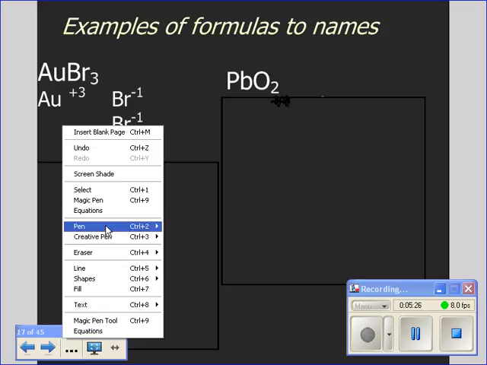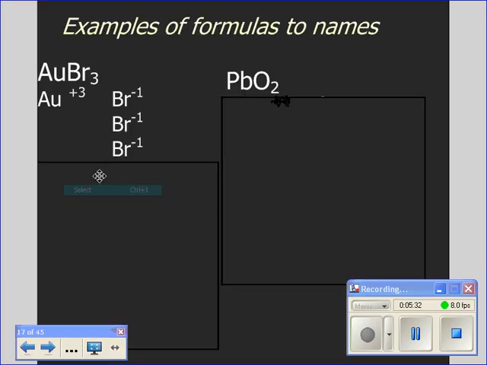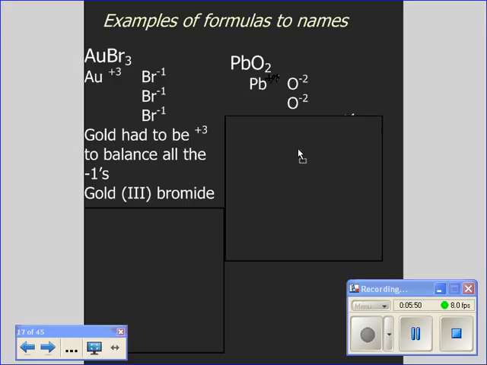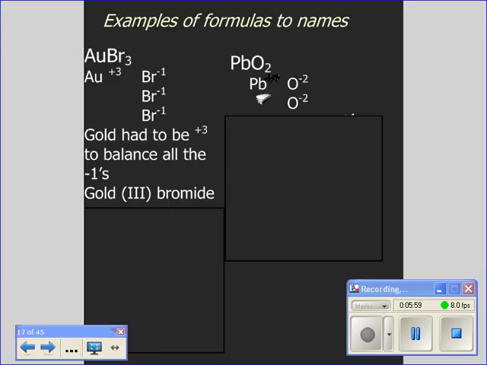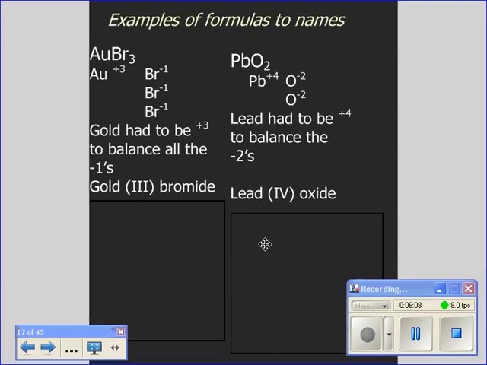When we go to name this, gold, Roman numeral 3, bromide is the proper name. And that's because your gold had a +3 charge. Over on the second example, we have Pb, which is lead, and oxygen, which is called oxide. Pb and 2 O's. In order for this whole compound to have a total charge of 0, our lead needed to have a charge of +4, making the name for this lead, Roman numeral 4, oxide.